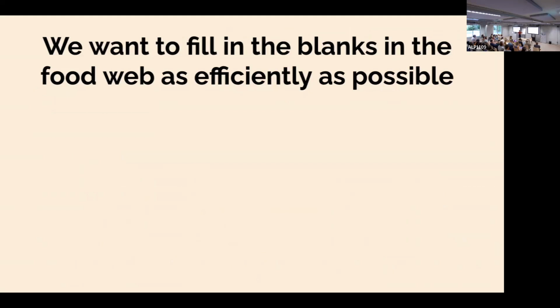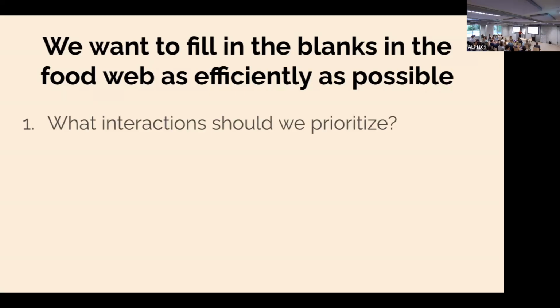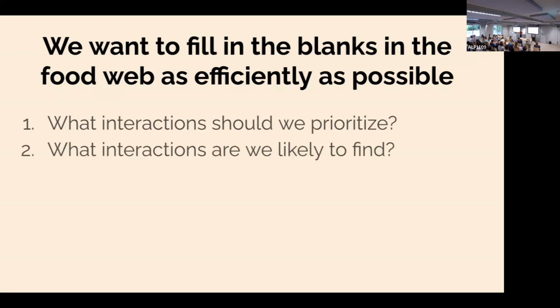So now I have a postdoc, Barak Hakim, and we're looking at how we fill in the blanks in the food web as efficiently as possible. I want to get as much information as we can out of iNaturalist to just fill in the blanks. So now the question is a bit different. It's not just do we have a retrieval system? The question is, what interactions should we prioritize? And we were working a lot with Laura on trying to think about what is ecologically important? How do you rank the importance of edges on this graph? And then we also need to figure out what interactions we're likely to find. So, what's likely to be in iNaturalist?